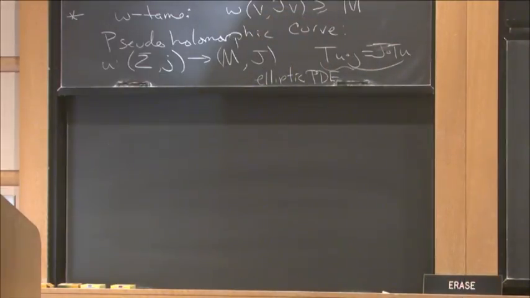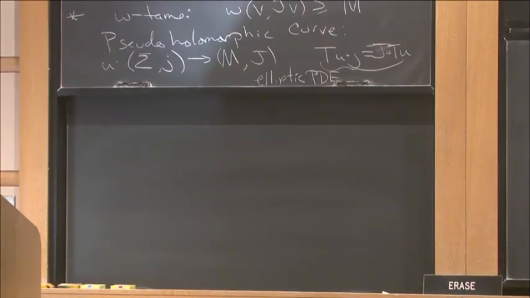If you haven't thought about pseudoholomorphic curves before, it's worth thinking about them for a second. I think a good way to think about them is, rather than consider the map, think of its image as a submanifold. As a submanifold, it's real two-dimensional, and so it has tangent planes, and its tangent planes are invariant under the action of the almost complex structure.